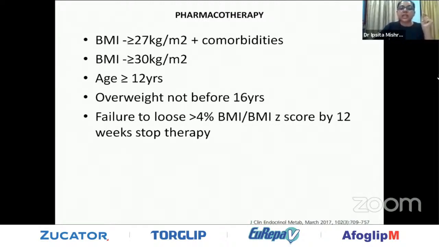When the intensive therapy fails to achieve your targets, then pharmacotherapy is advised in certain conditions where the BMI is more than 27 kg per meter square with the presence of comorbidities, or BMI more than 30 kg per meter square, but the minimum age should be 12 years. And in overweight children, the drugs must not be used before 16 years. If you use the drugs and do not achieve a weight loss of more than 4% of the BMI or BMI Z score by 12 weeks of therapy, then stop the drugs.